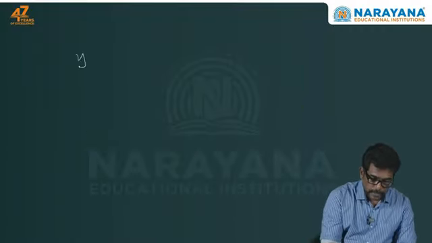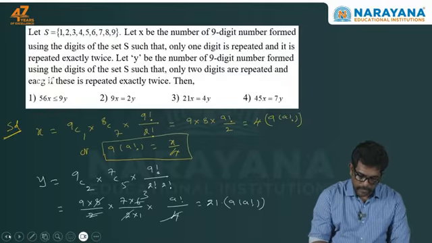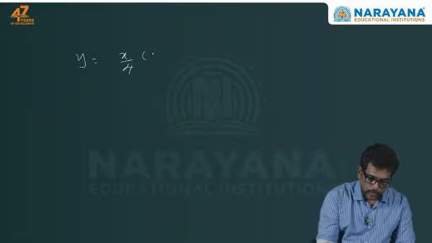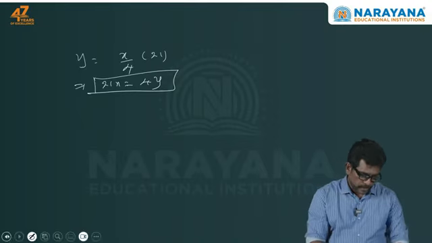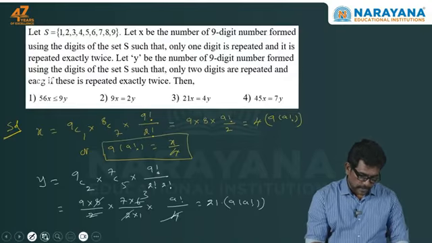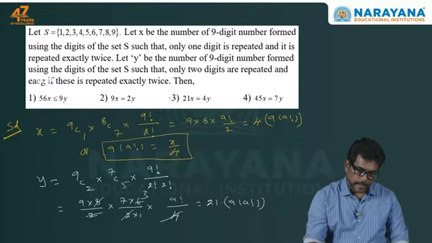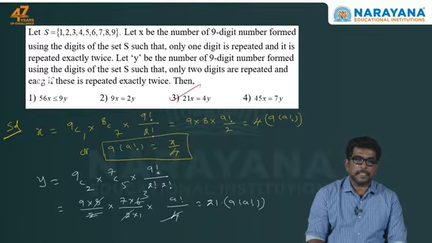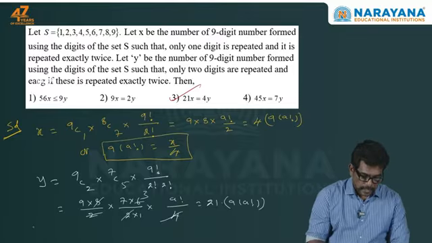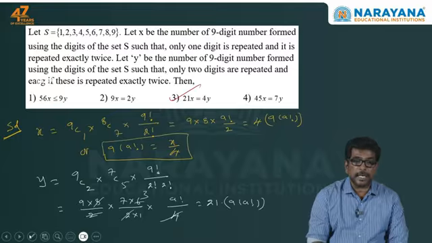That is, y is equal to x by 4 into 21. So from this, 21x is equal to 4y. Observing the options, the third option is right. The problem is related to permutations and combinations. It is the combination of selection and arrangement of the digits. Moderate problem.